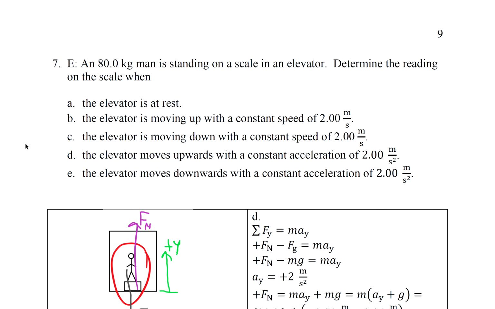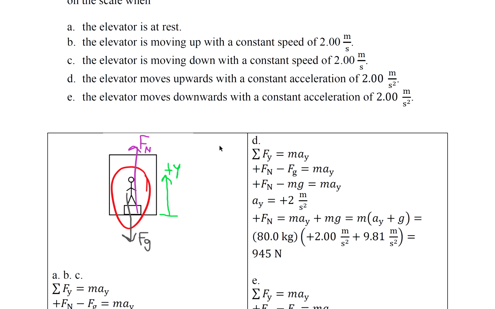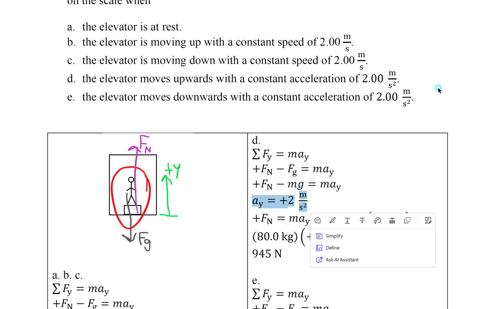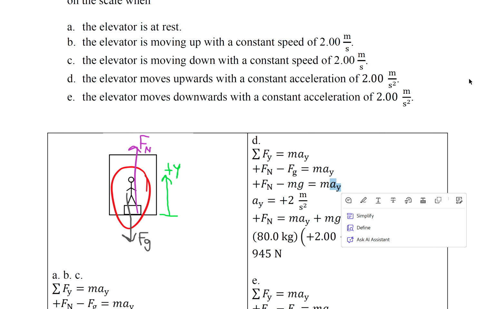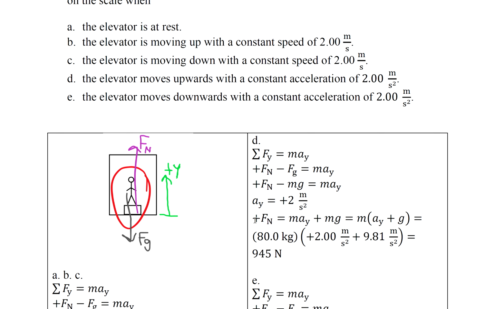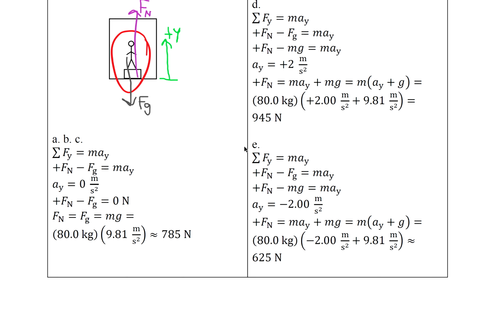Things get different with part D. The elevator moves up with a constant acceleration of 2. So acceleration is plus 2. We're going to plug that into this equation here. So plus force normal equals m times (a sub y plus g). We get 945 newtons.